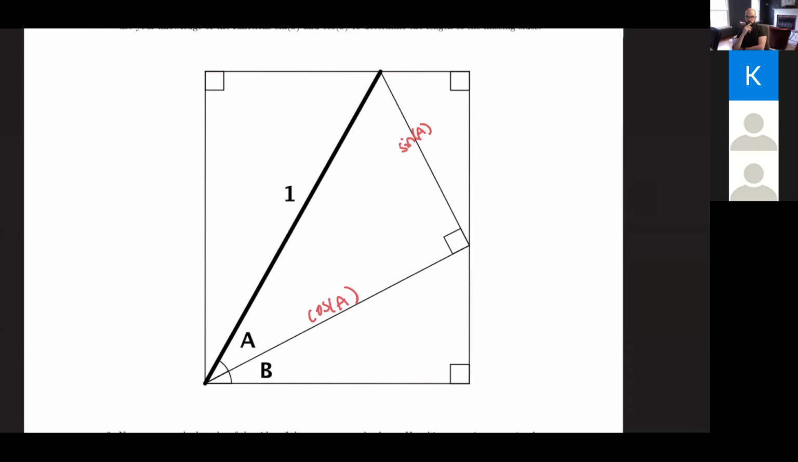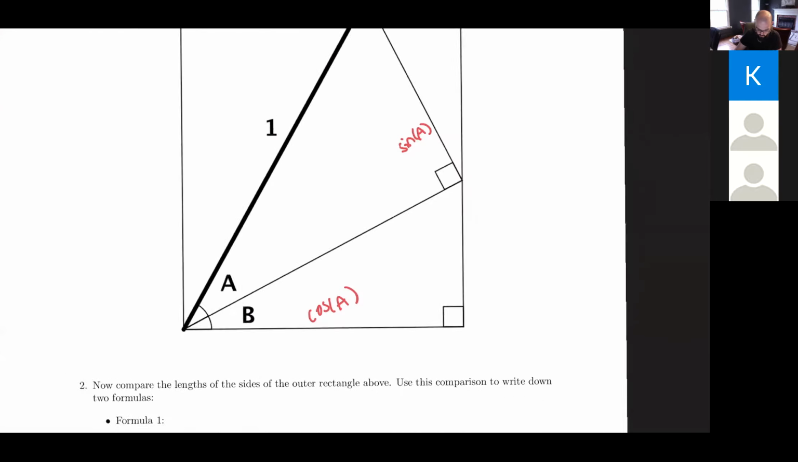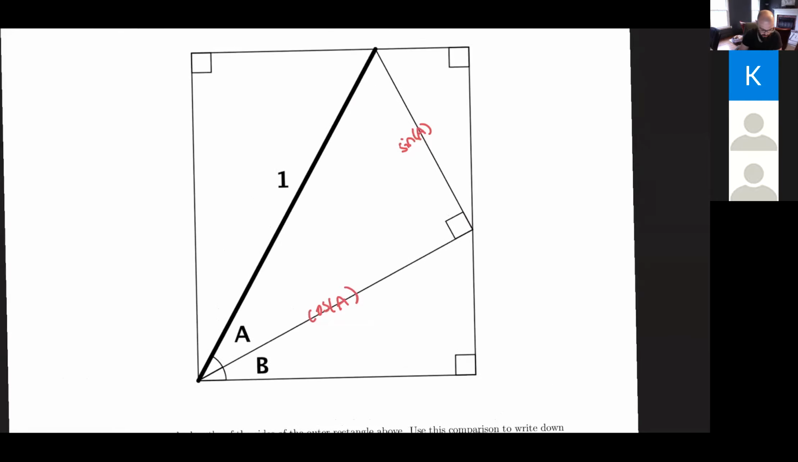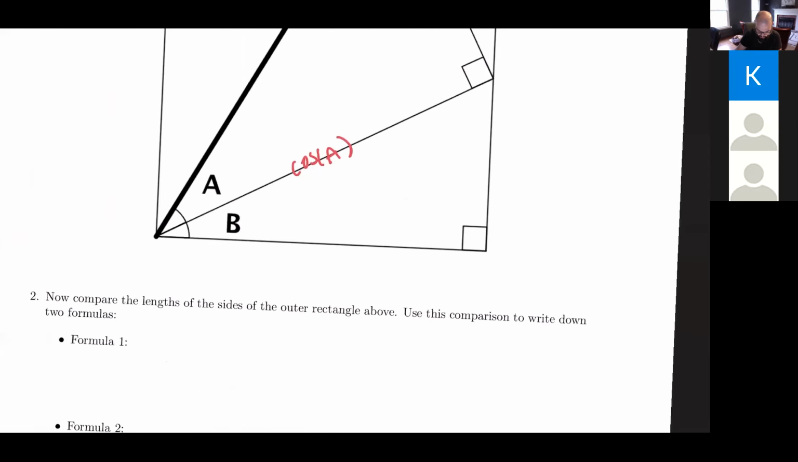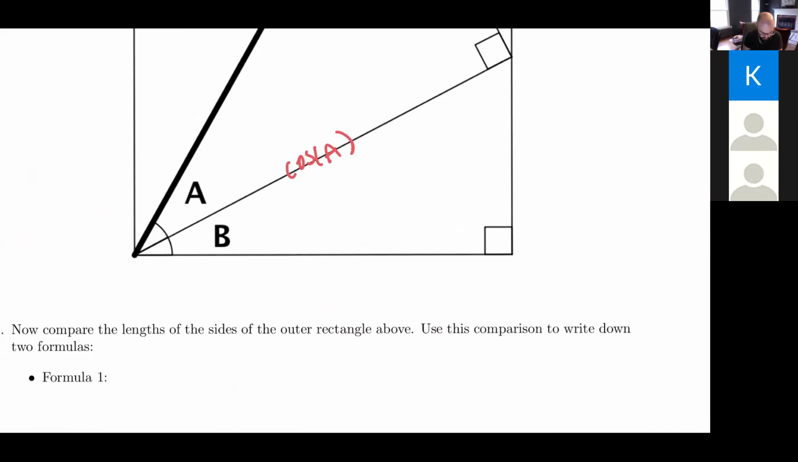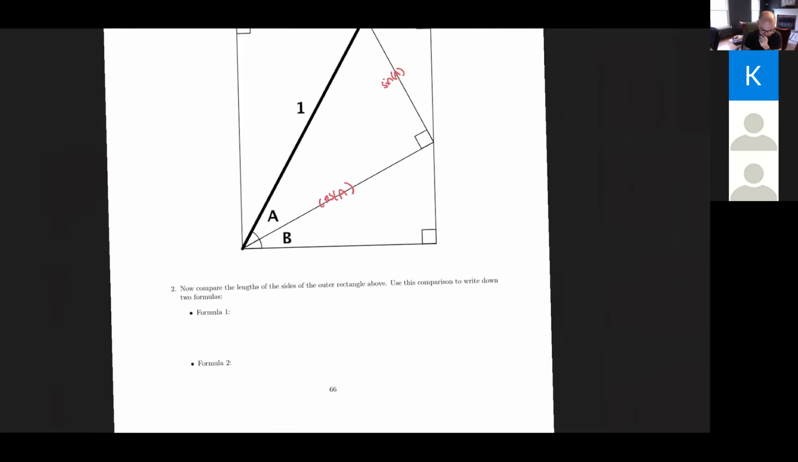Is it going to be cosine A over cosine B? Let me see something here. It's not. So we want to go down here, right? So we're going to check out this bottom. So you said, Nick, you said cosine A over cosine B? No, wait.